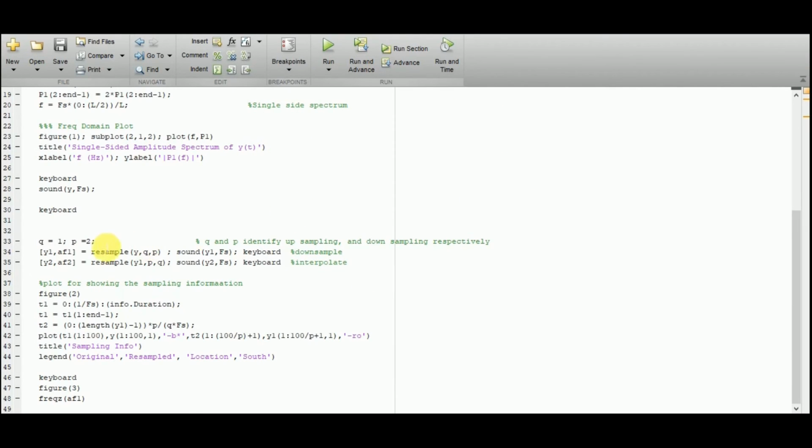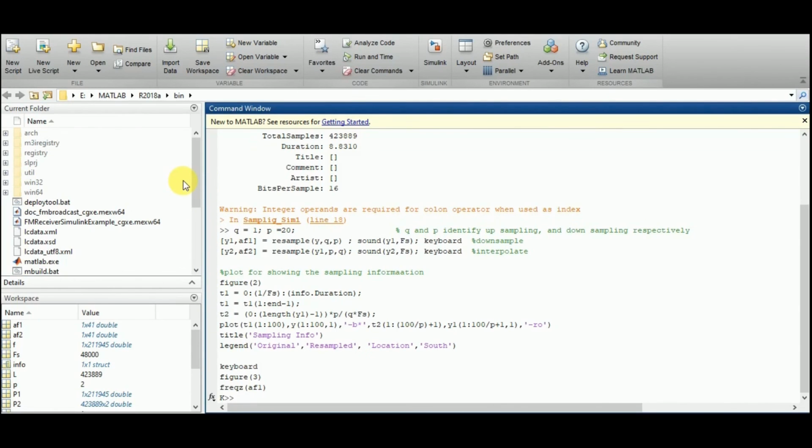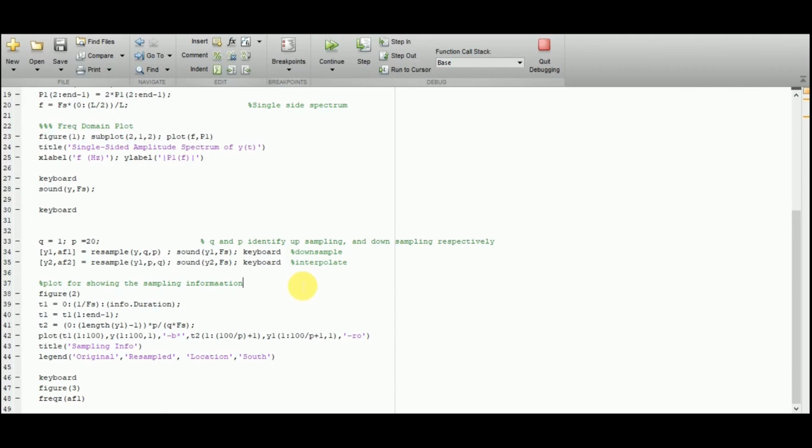To experiment further, let us downsample further by a factor of 20 and see the behavior. Well, that was quick. Now let us move towards resampling to the original time frame.